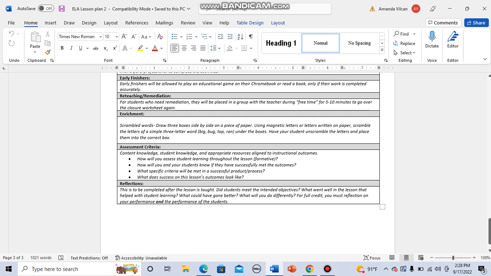For enrichment, we would do scramble words, so I would draw 3 pictures side by side on a piece of paper. I would use magnetic letters or letters written on paper. I would scramble the letters of a simple 3-letter word, so let's say I just take big. I would scramble the letters, say I placed them down, G-I-B. And then my student would unscramble the letters and place them into the correct box. So they would take them, and then the first box would be B, the second box would be I, and the next letter would be G.